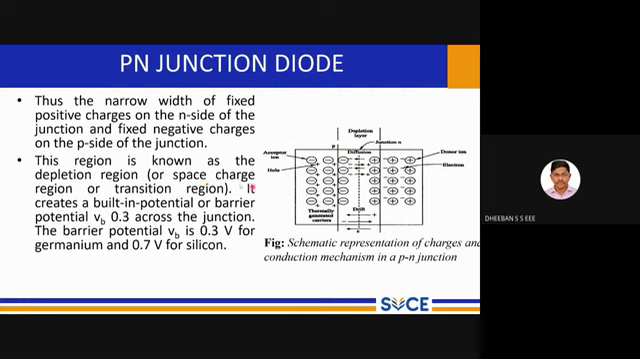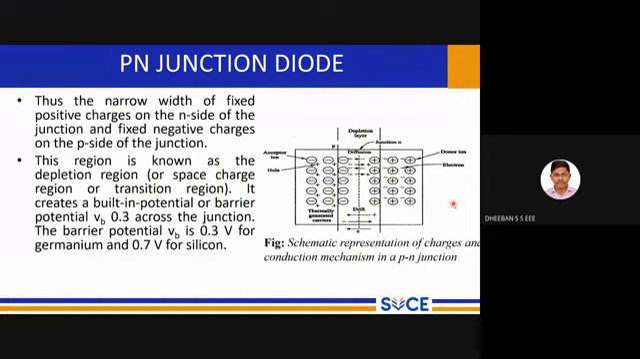So you have to be very clear. From the exam point of view, they might ask you to explain the depletion region, or they might confuse you with these names, space charge or transition region. This creates a built-in potential, which is called the barrier potential.